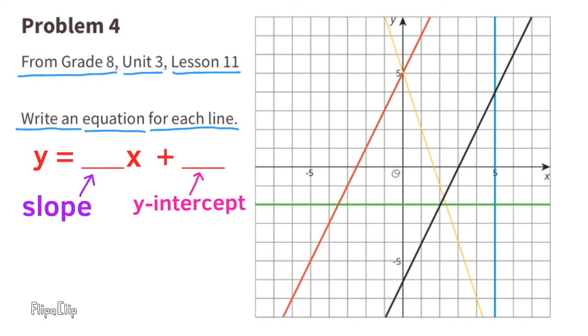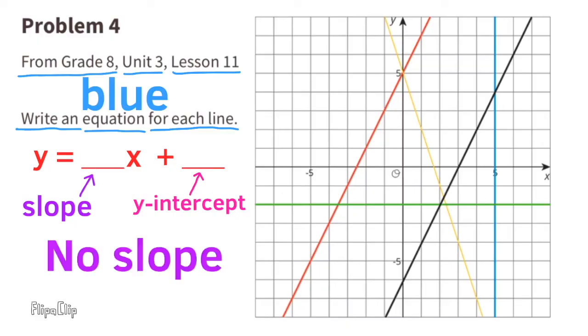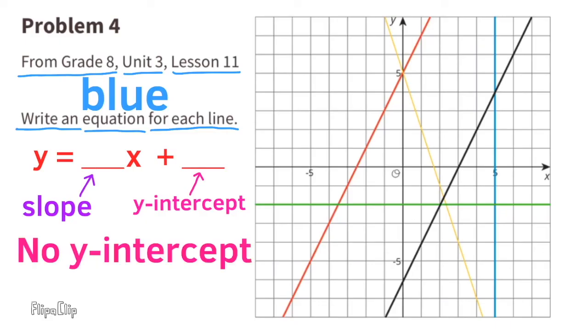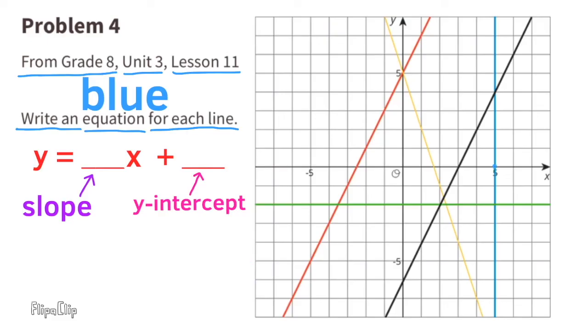And finally, let's look at the vertical blue line. The vertical blue line has no slope. It's also called an undefined slope. And you'll notice that it doesn't have a y-intercept either because it's a vertical line. The x-intercept is 5. The x value will always be 5 no matter where you are on this vertical line. The equation reads x equals 5.